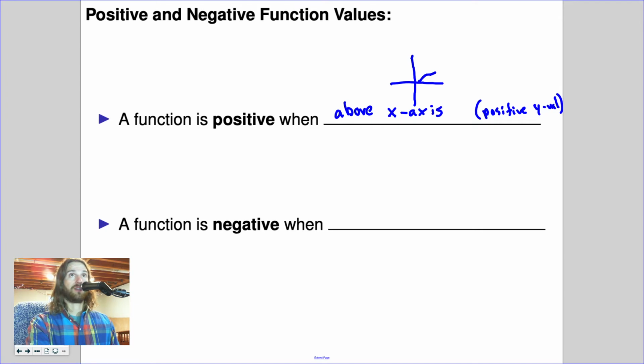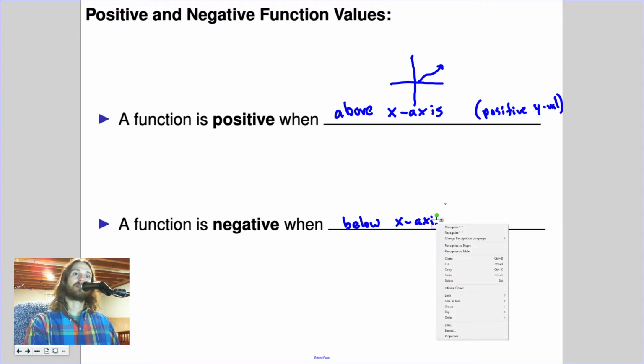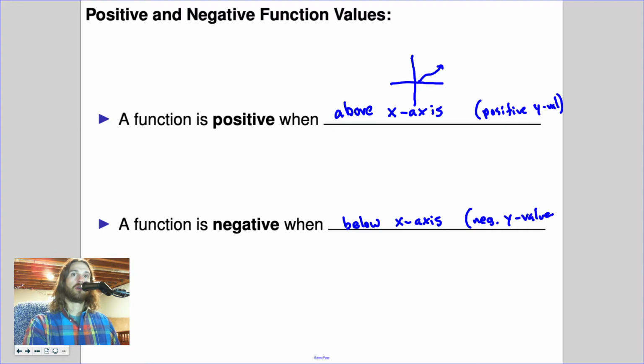So like anything that looks like this. All of these points have positive y values, so we say in this case the function on this interval is positive. Okay, a function is negative when it is below the x-axis. And when it's below the x-axis, it has negative y values. All right, fantastic.